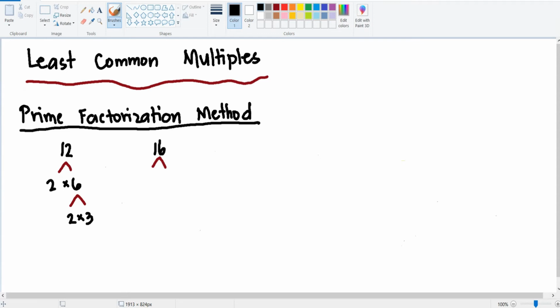Let's go with 16. We have 2 times 8. Now 2 is a prime number and 8 is still a composite number. So let us find the factors of 8. We have 2 times 4.